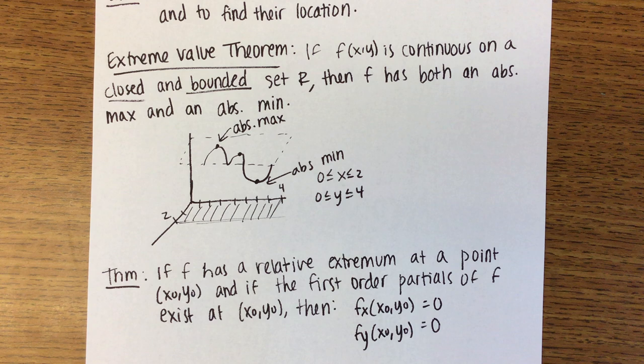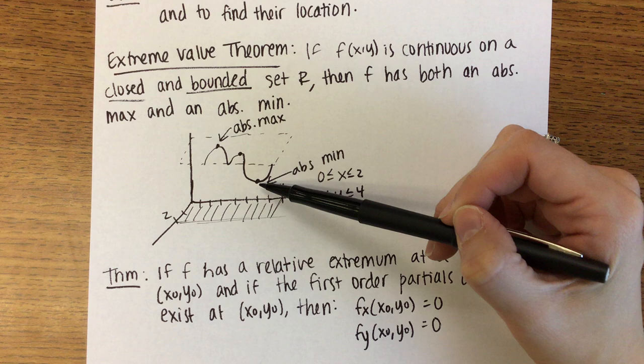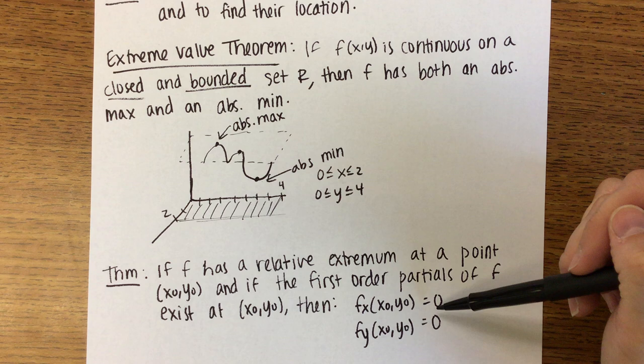Okay, so this does not tell us how to find the relative extrema, but it tells us if we have a relative extremum that our first partials are going to be 0. So here, we have a relative max, and then we have the two absolute maxes, which will also be relative max and mins. At each of these points, the first partials with respect to x and y are going to be 0, as long as those first partials exist.